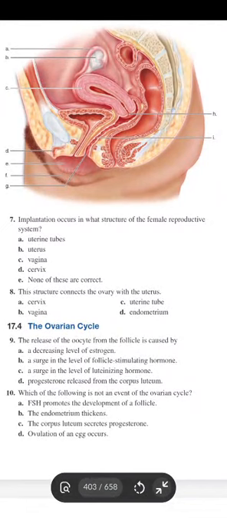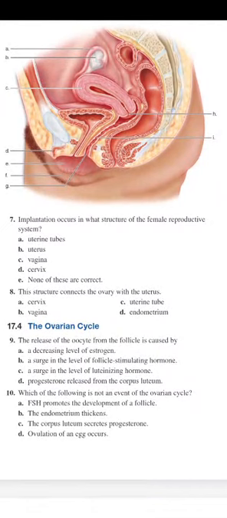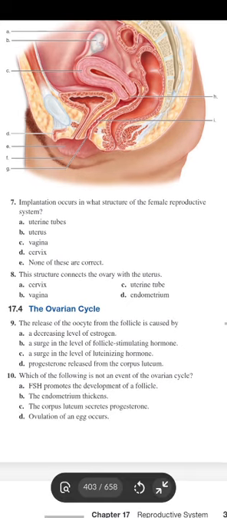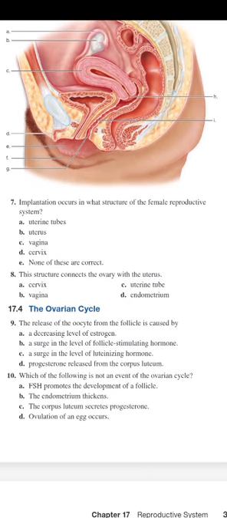Implantation. So implantation is when the zygote attaches to the uterus walls and becomes an embryo. Implantation occurs in what structure of the female reproductive system? So the uterine tubes are, in other words, the oviducts. So no, it occurs in the uterus. It's where the baby develops and spends its 9 months.